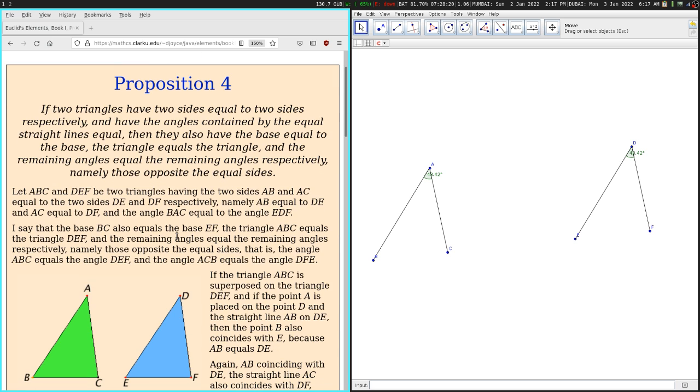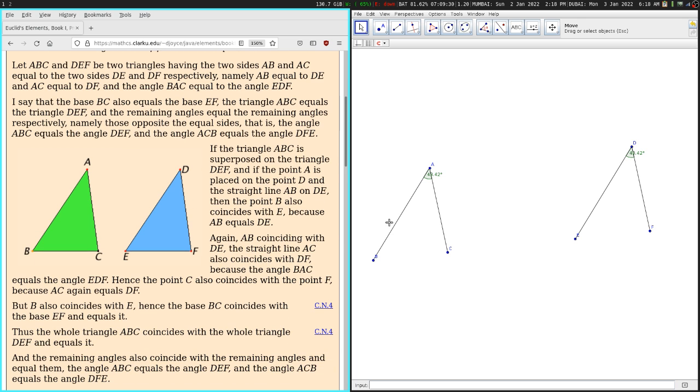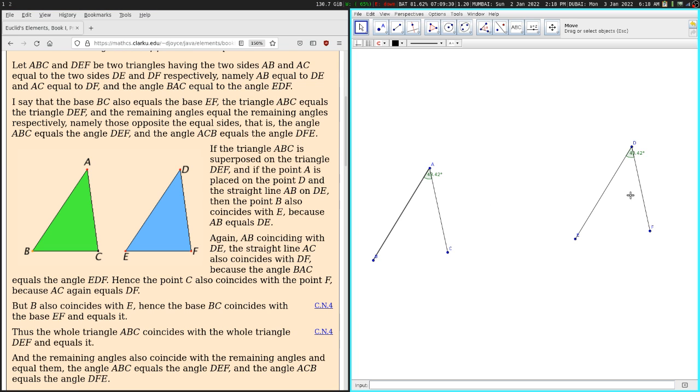Let ABC and DEF be two triangles having the two sides AB and AC equal to the two sides DE and DF respectively, namely AB equal to DE and AC equal to DF. So AB equals DE and AC equals DF. This one equals this one, this equals this, whatever equals means, and the angle in between them equals. And the point is that this eliminates all of the degrees of freedom in a triangle.